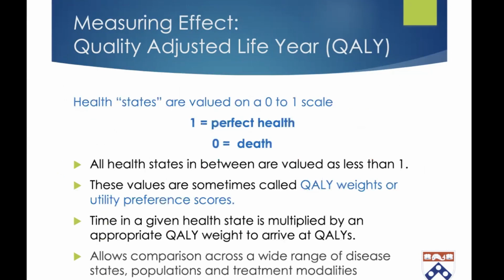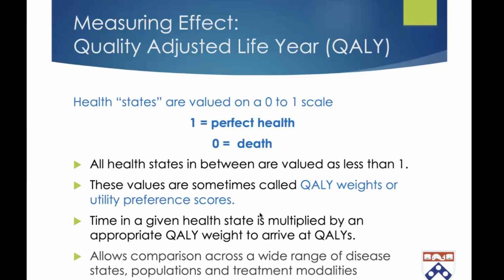which is the reason why it can be comparable. So health states are valued on a 0 to 1 scale, with 1 being the anchor for perfect health and 0 being death. All health states in between are valued less than 1. There are some theoretical negative health states, think of being perpetually having your teeth drilled without any anesthetic. But in general, it's 0 to 1. These values are utility preference scores, often called QALY weights.